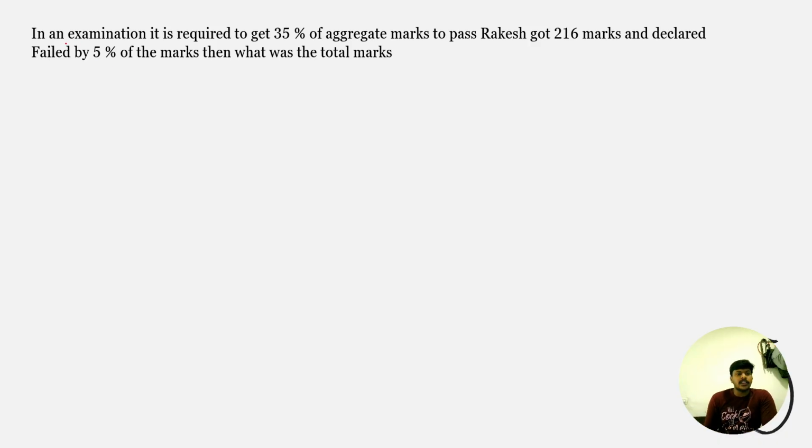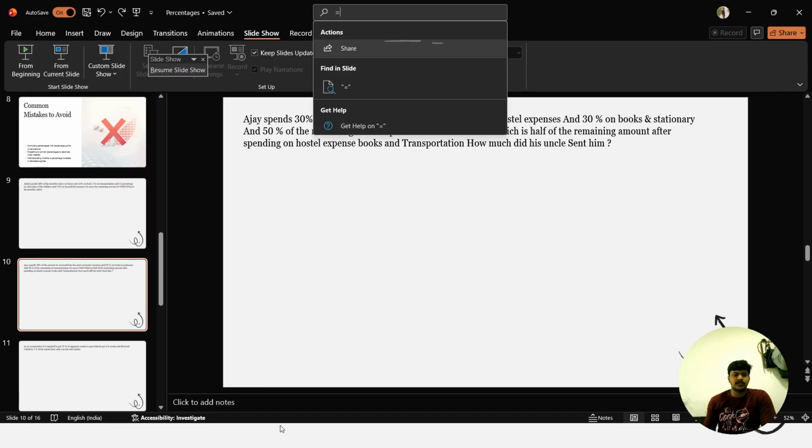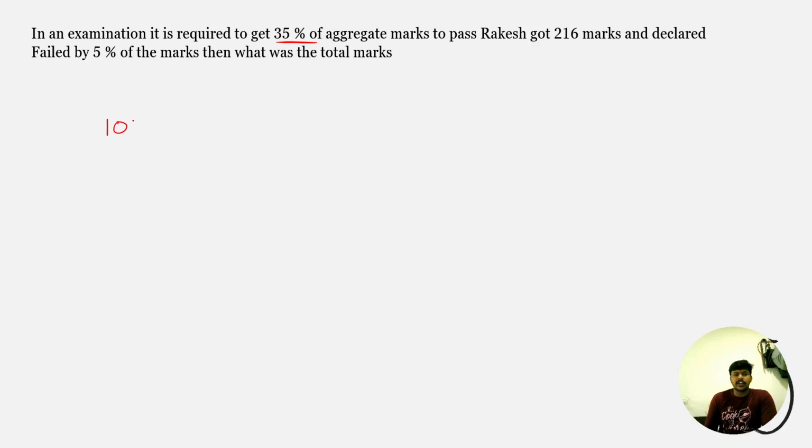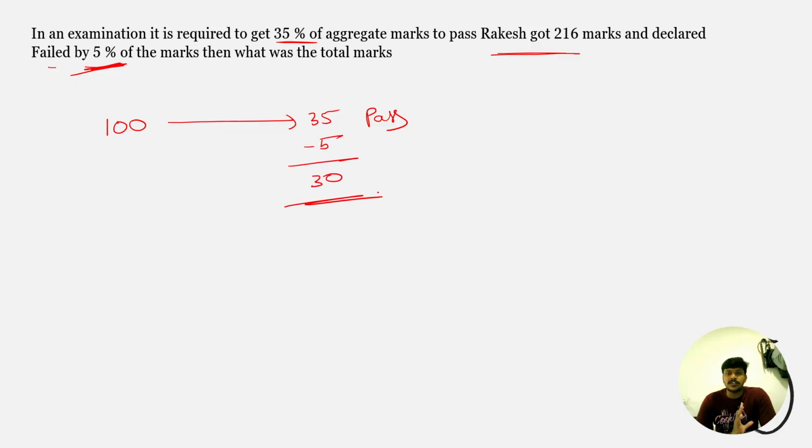See here. In an examination, it is required to get 35% of the marks to pass. So let us take, I'm writing the exam for 100. In that, 35 marks is my pass. What is 35% of 100? But the thing here is, Rakesh got 216 marks and declared failed by 5%. That means he got 5% of the marks less. Now listen, 5% of the marks less means he actually got only 30% of the marks.